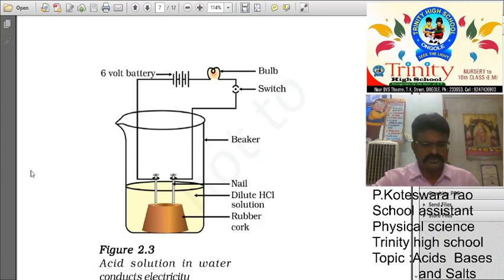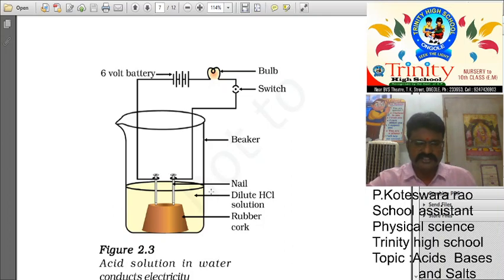Then remove this glucose solution and fill it with alcohol solution. Once again we observe whether the bulb is glowing or not. Bulb glows means yes, bulb does not glow means no. Then remove this alcohol solution and fill it with hydrochloric acid. Switch on and observe whether the bulb is glowing or not. Bulb glows means yes, bulb does not glow means no. Similarly, remove this one and fill it with our fourth solution, H2SO4, sulfuric acid.